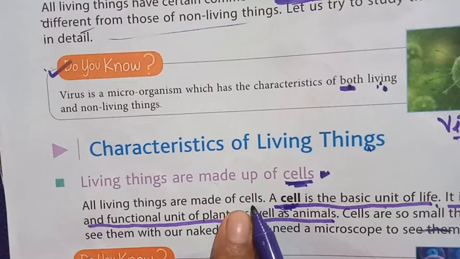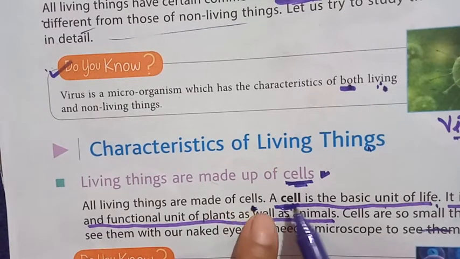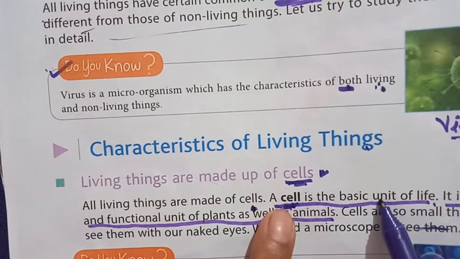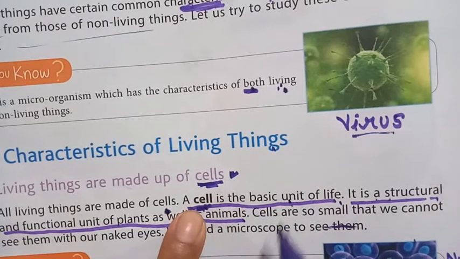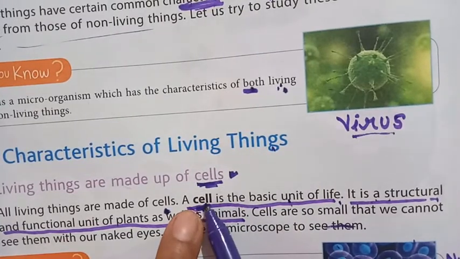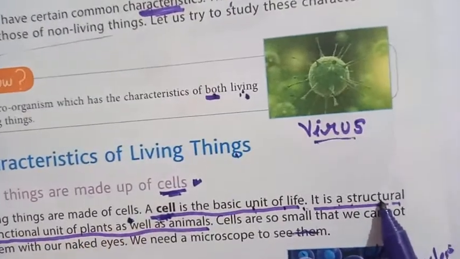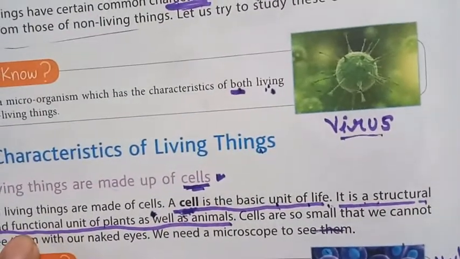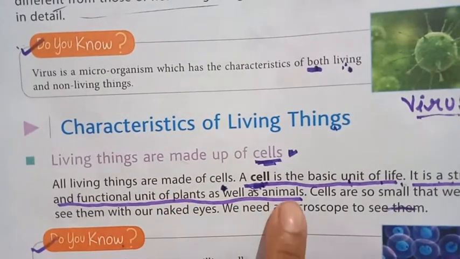A brick is a unit of the room. Just like that, all living things are made up of cells. So the cell is a unit of the living body. A cell is the basic unit of life. It is a structural and functional unit of plants as well as animals.